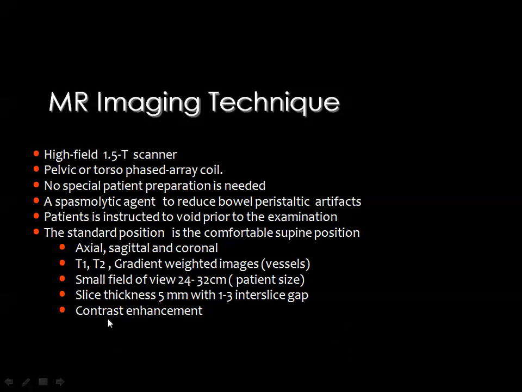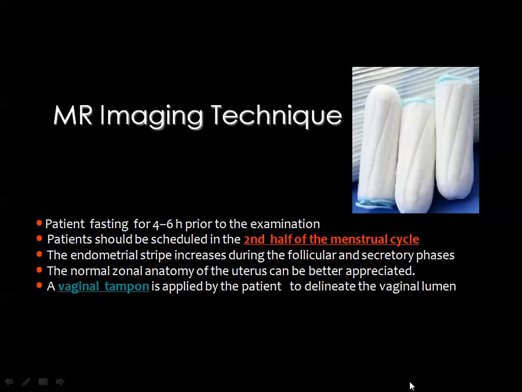We select the field of view which is suitable for the patient size, and we usually scan the pelvis at 5 millimeter slice thickness. We will leave about 2 millimeter interslice gap, and in many conditions we need to inject the contrast material. It's better to examine the female patient in the second half of the menstrual cycle, but this is not a rule. Sometimes, as I have said, we may use the vaginal tampons, especially whenever we are examining the cervix and the vagina.